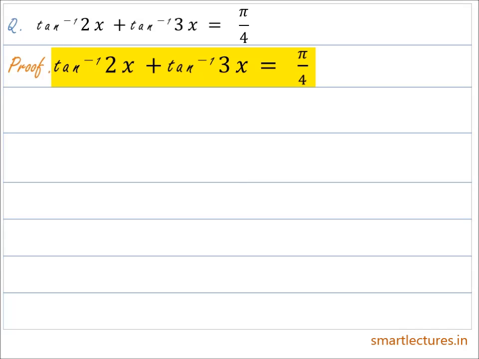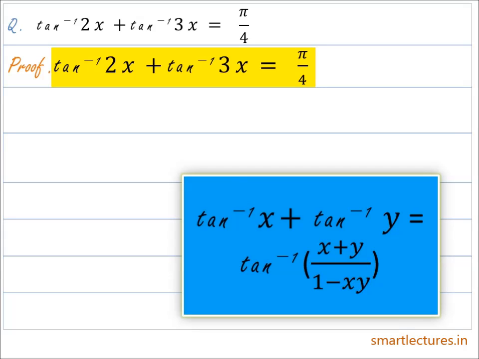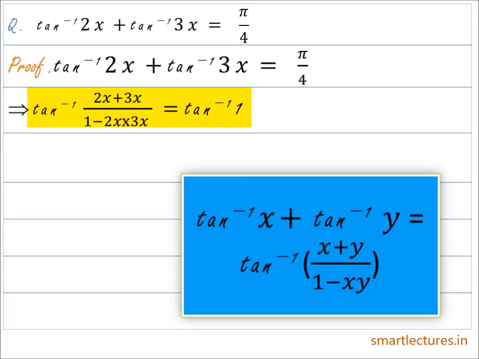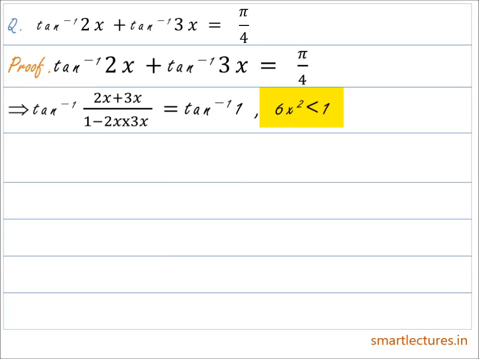And now you already know that tan inverse x plus tan inverse y is equal to tan inverse (x plus y) upon (1 minus xy), where xy is less than 1. And also pi upon 4 is equal to tan inverse 1, because tangent of pi upon 4 is equal to 1. So this equation can also be written as tan inverse (2x plus 3x) upon (1 minus 2x into 3x) is equal to tan inverse 1, where 2x into 3x or 6x square is less than 1.